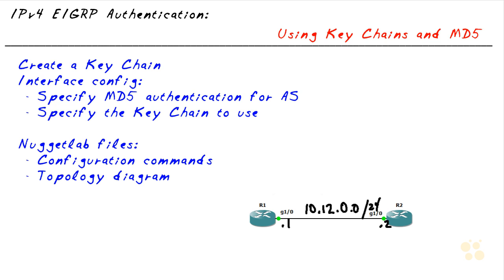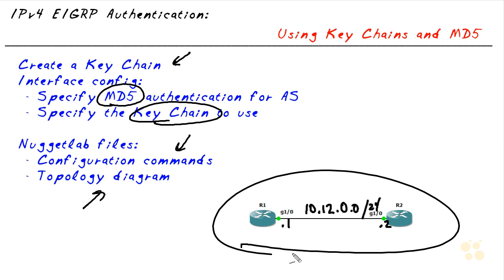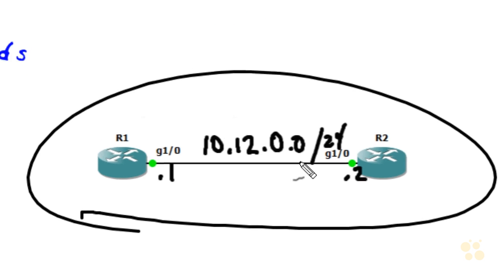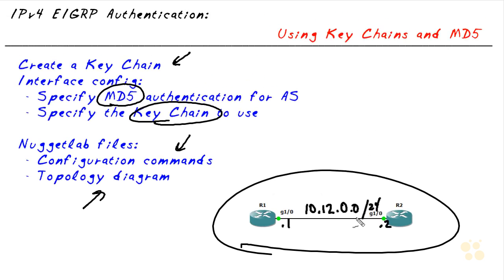In EIGRP, it consists of creating a keychain and then going to interface configuration and telling it that we want to use MD5 for EIGRP authentication and specifying the keychain to use. The commands we'll use in this nugget are in the Nugget Lab files, as well as the topology diagram, which consists of R1 and R2, which we'll implement in GNS3 and enable EIGRP along with authentication between the two of them.